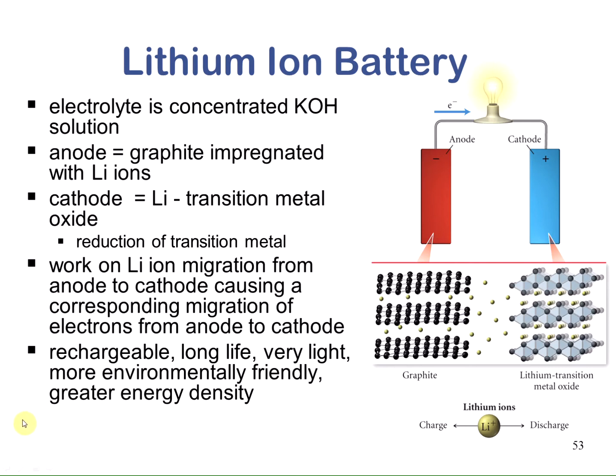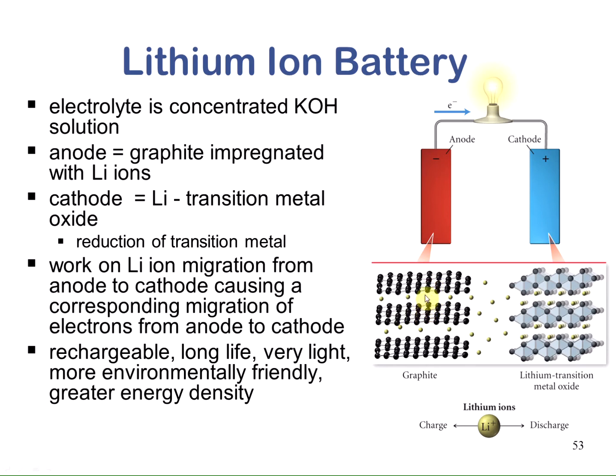And then there's the lithium ion battery. The electrolyte is concentrated potassium hydroxide. And the anode is graphite impregnated with lithium ions. And graphite, that's the same thing as your pencil lead. So it's sheets of carbon, and it kind of looks like chicken wire. And they stack on top of each other.